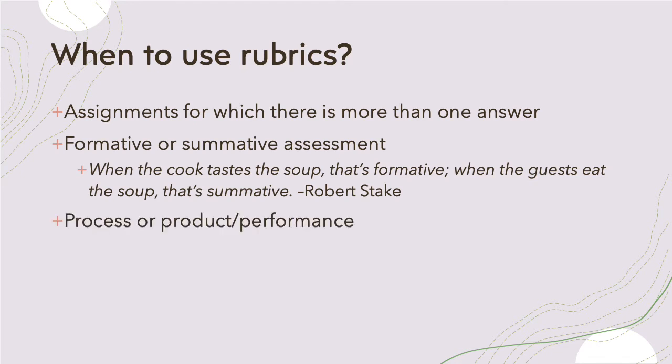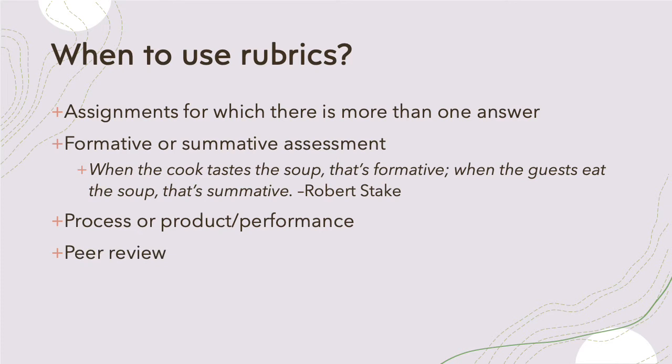You can use rubrics for process, product, or performance. A process element might be something like how well a student communicated with team members for a group project. A product or performance might be a final research paper or the performance of a choreography.